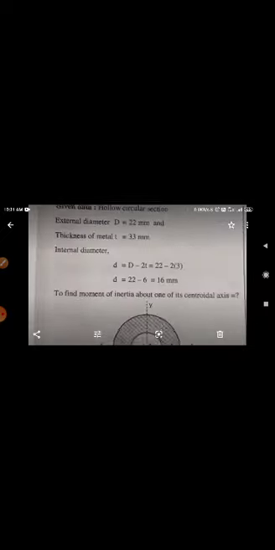Let's start then. You can see the figure over here. Here is the centroidal axis; these are two centroidal axes. We have seen that in the case of this circular shape, the moment of inertia Ixx is always equal to Iyy. That means if you calculate the moment of inertia about the x axis, it will be the same as that of the y axis. Let's see what is given. We are given the external diameter, capital D.